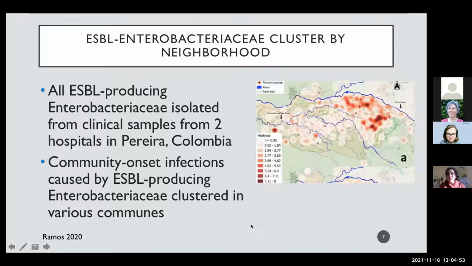And one piece that is not so new is that there have been spatial clusters of ESBL-producing Enterobacteriaceae, which are the family under which E. coli fits, by neighborhood. I'm presenting here a study that was done in Colombia where they sampled isolates from 2 hospitals, and they did find some concentrations of ESBL-producing Enterobacteriaceae in various communes.